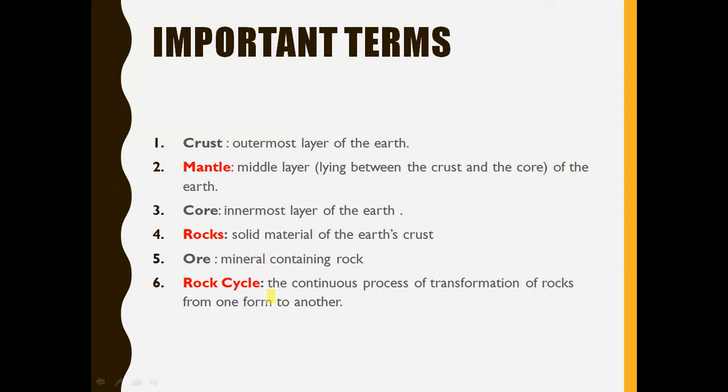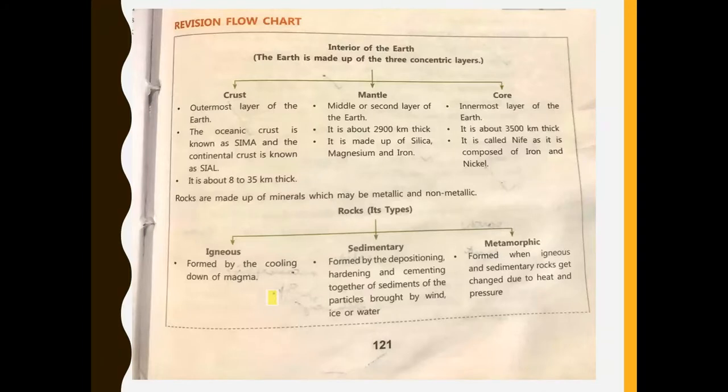Then is the rock cycle. It is a continuous process of transformation of rocks from one form to another. Now, this is the revision flow chart which has been given at the end of your book. So I think we have covered all this. We have covered the crust, we covered mantle, and we covered core in your part 1. Crust is the outermost layer of the earth.